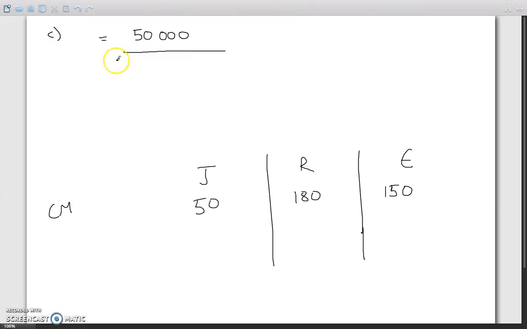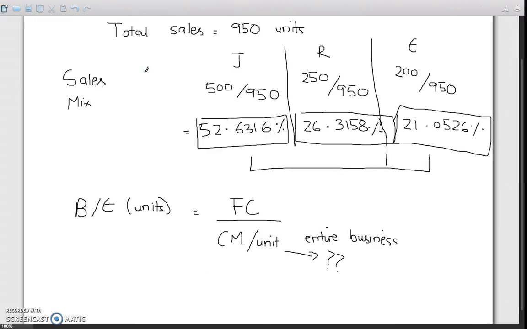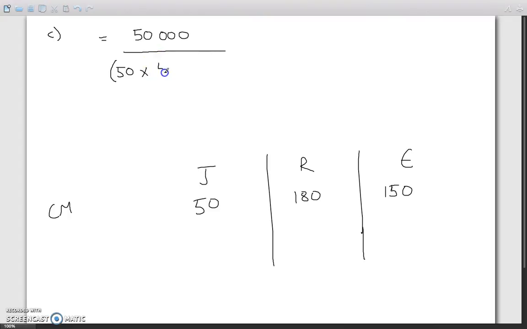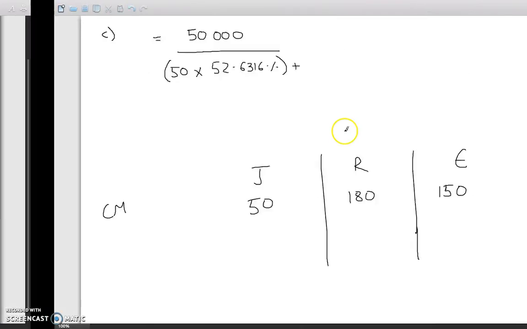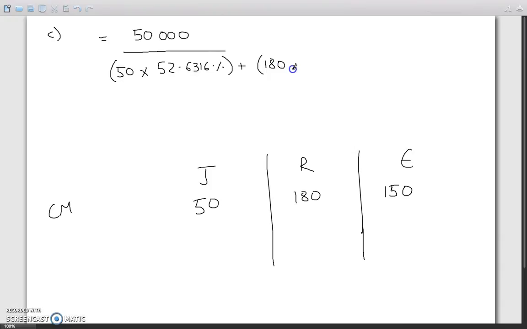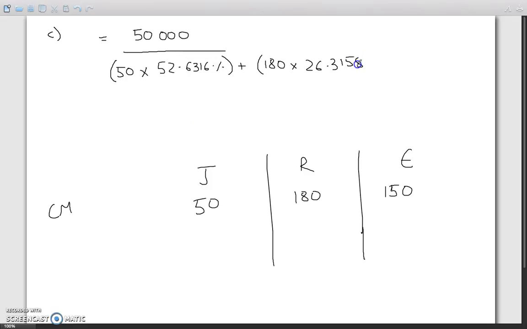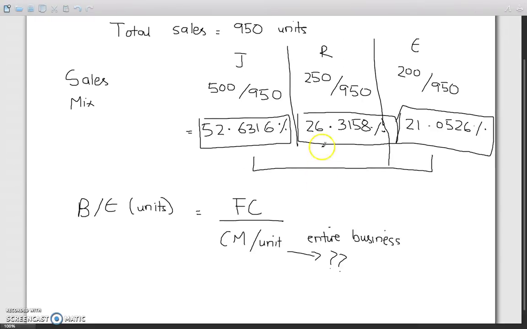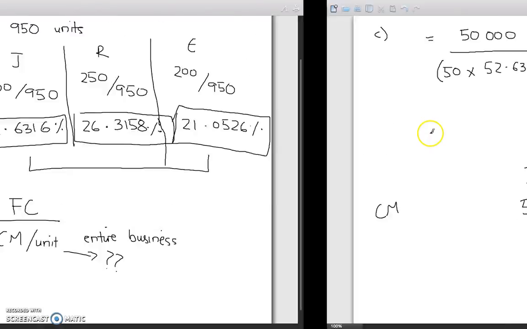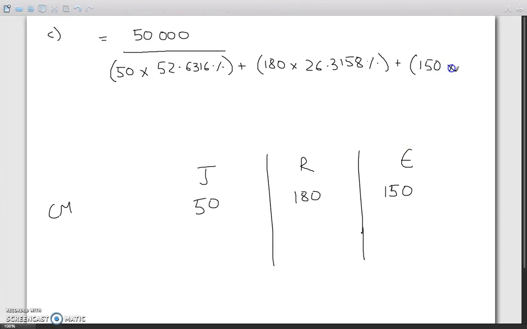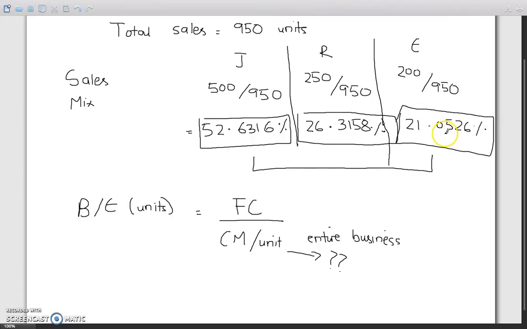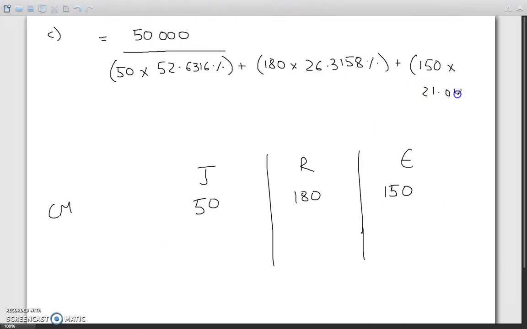So it's going to be 50 multiplied by 52.6316%, plus 180 times 26.3158%, plus 150 times 21.0526%, and there you have it.